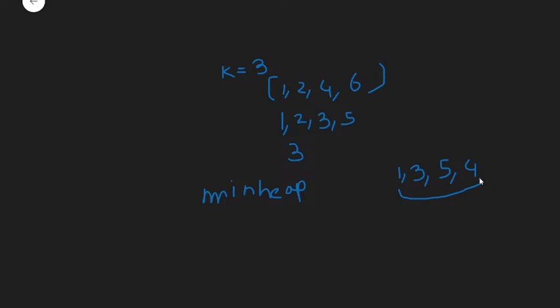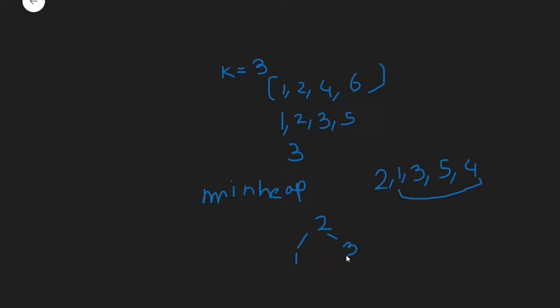So in min heap what happens? The root of the heap will give me the minimum value for this array. So let's say that there is an element 2, right? At first we need to actually build the heap, right? So we can build the heap this way.